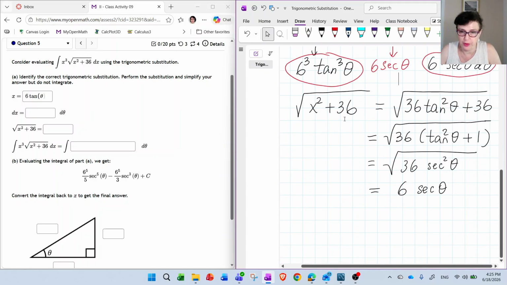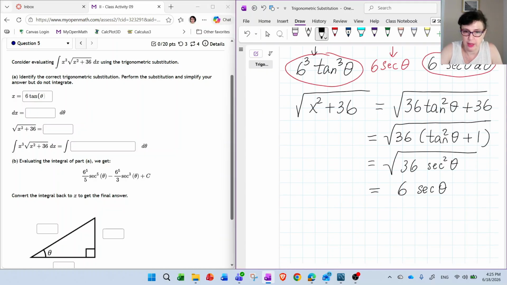Now let's put all of this together. What we got now is 6 actually occurred 5 times: 6 cubed, and then again 6 and another 6. So that is 6 to the power 5. And then we get tangent cubed, secant cubed.